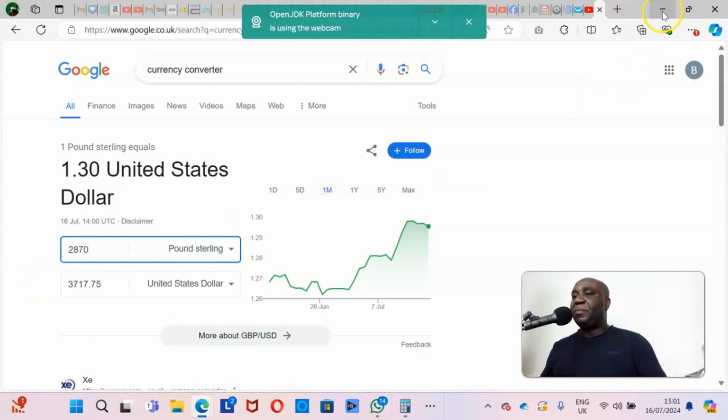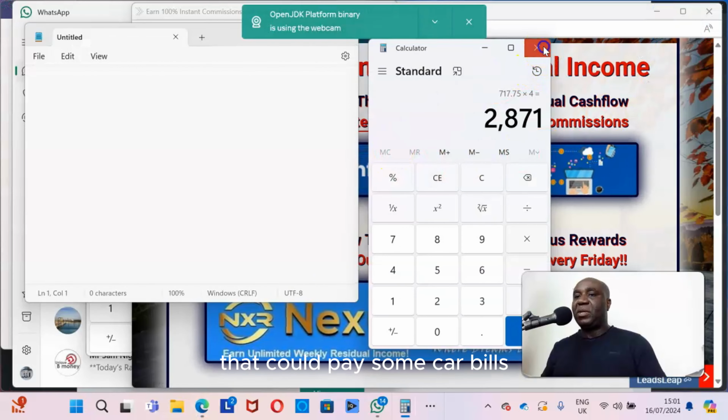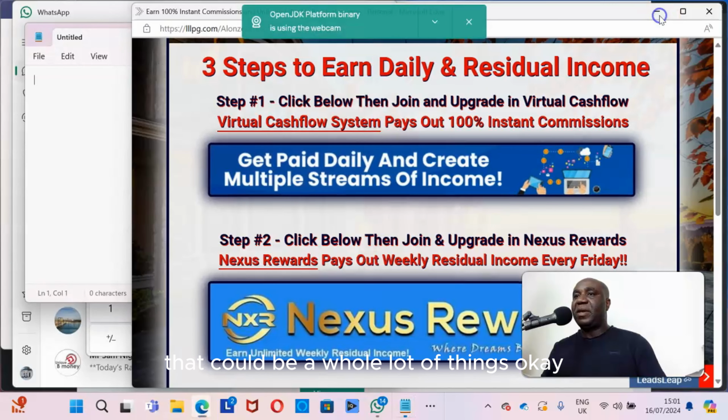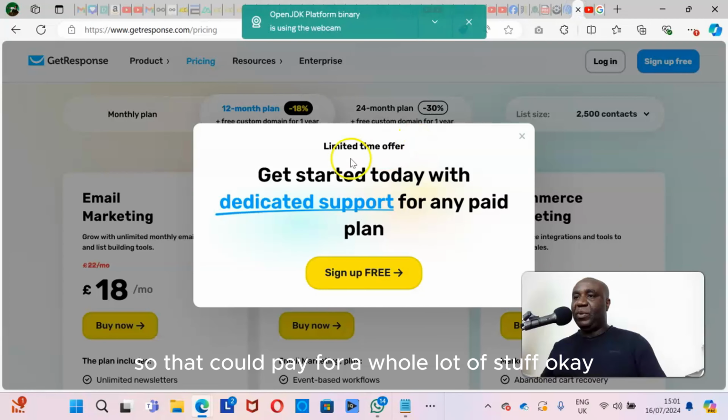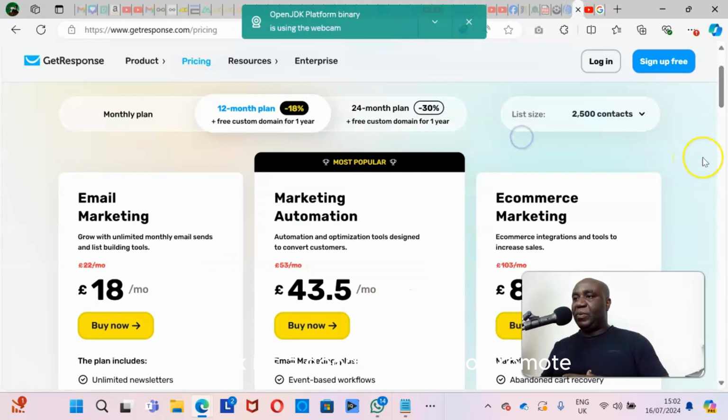So that could pay some rent, that could pay some car bills, that could pay a whole lot of things. So I think it's a good program to promote, and the good thing is that the credibility of the company is stable. The company is very stable. The company is solid. Getresponse has been around for many years, and it's still gonna be around as long as online marketing is concerned. And this is not a software used only by internet marketers alone. It's used by even big businesses, organizations.